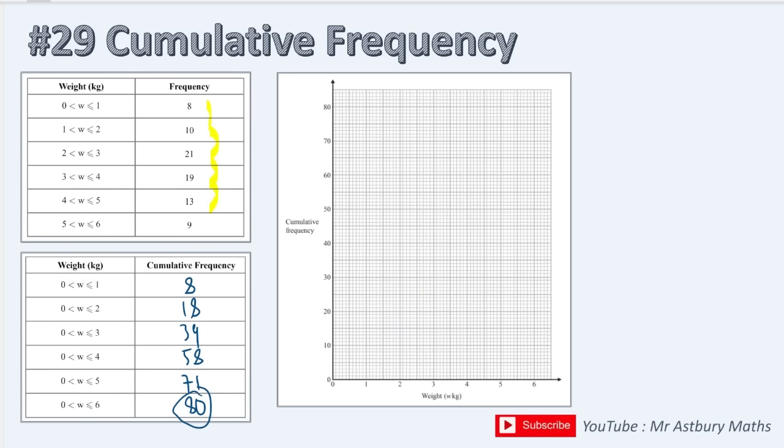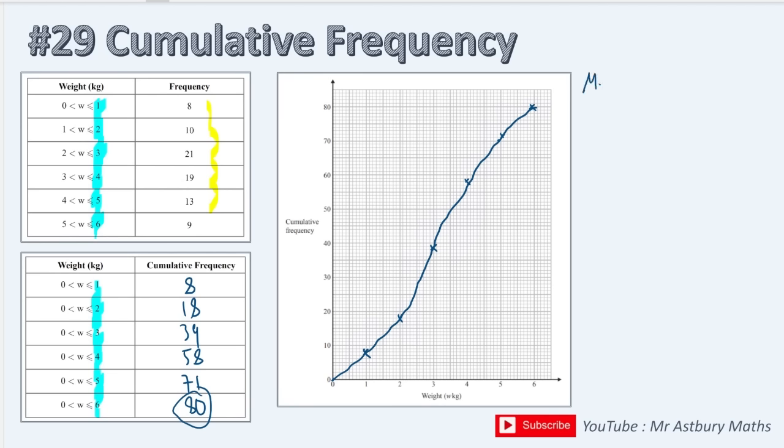Okay, now second top tip, we need to make sure that we plot on the x-axis the endpoints. So the first plot I do is 1 and 8, which is about there, and then 2 and 18, which is there, 3 and 39, which is there, 4 is 58, which is there, and 5 is 71, and then finally 6 is 80. We then connect it up with a nice smooth curve like such, and then we may be asked certain questions.